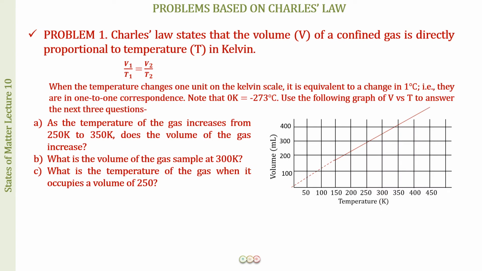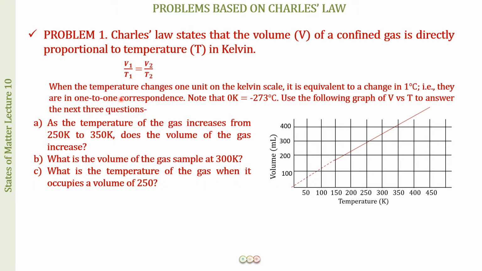The first question that I have chosen for you is essentially the recap of the law. I wanted to just revise the law with you before we see the other questions. The question says that the Charles law states that the volume V of a confined gas is directly proportional to the temperature T in Kelvin according to the relation V1 by T1 equal to V2 by T2. I hope you remember this. We have discussed in detail how the volume of a gas is proportional to the temperature T on the Kelvin scale according to this relation.